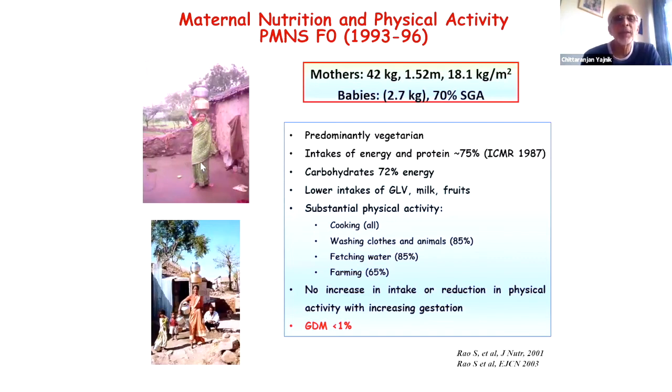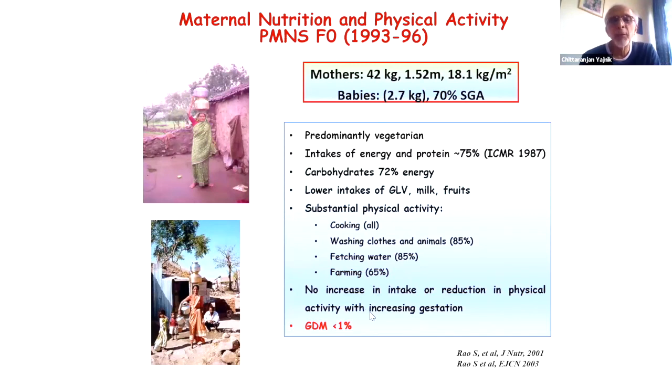But look at this mother. She is 7 months pregnant. She is 47 kg. She is carrying these 2 pails of water from the village river. Each one is 15 liters. Her neighbor is carrying 4. So you can see that though they were thin, and eating less than recommended food, they had substantial physical activity in various activities of the home.